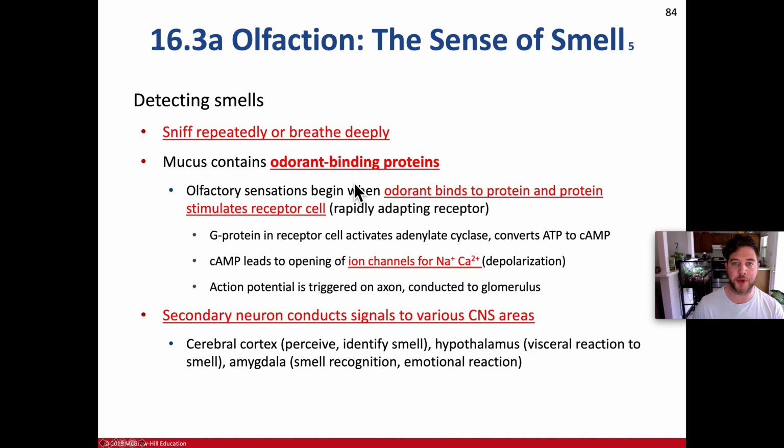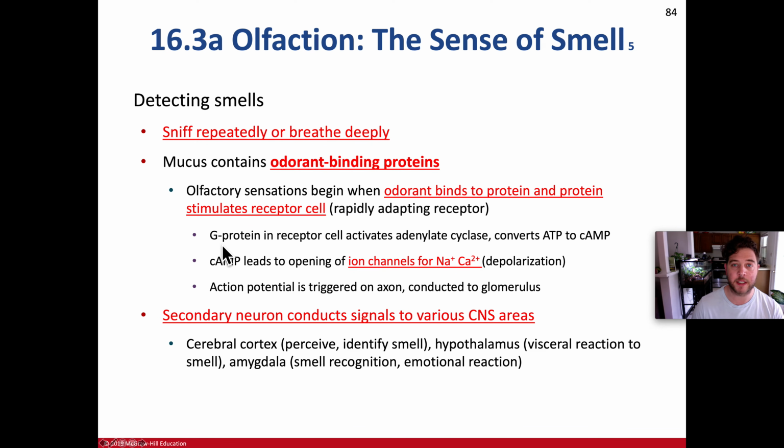The mucus that's secreted contains odorant binding proteins that help to bind those odorant molecules. The olfactory sensations begin when odorant binds to protein and protein stimulates the receptor cells. These are rapidly adapting receptors. Your book gives that excellent example about using the trash can, how you can quickly, as intense of a smell that is, you can actually adapt to it pretty quickly when you're just near it.